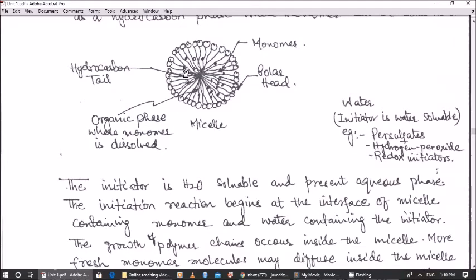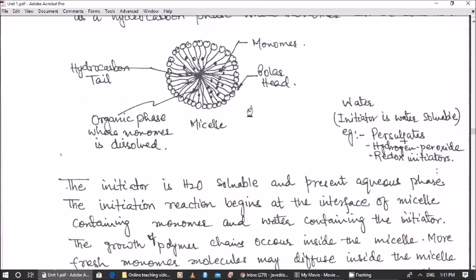So the polymerization reaction will take place only inside the micelles, and the heat generated because of the polymerization reaction will be ejected out to the outer aqueous medium. So there is no problem of heat transfer. One important difference between suspension polymerization and emulsion polymerization: in emulsion polymerization, the initiator is water soluble, whereas in suspension polymerization, the initiator was monomer soluble.